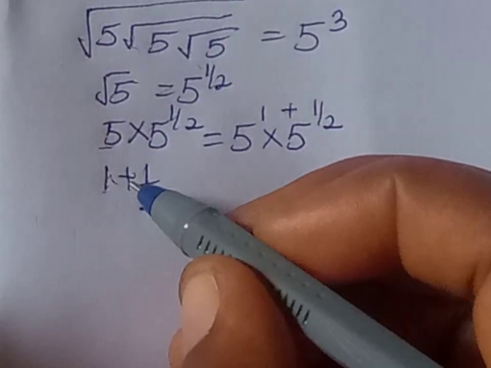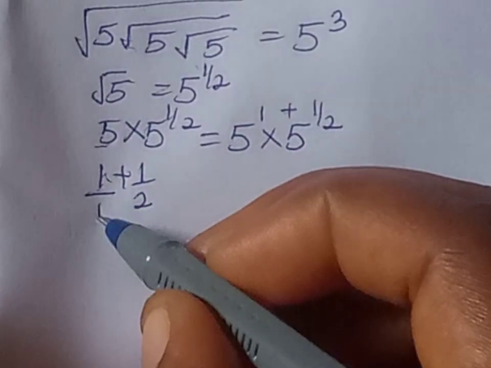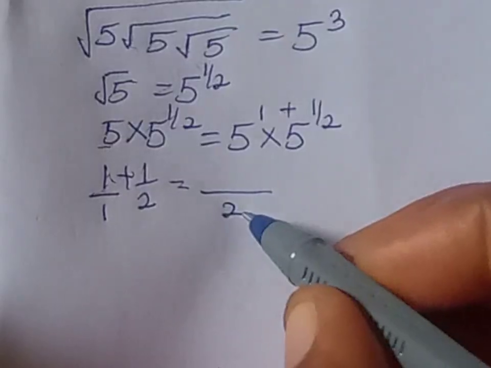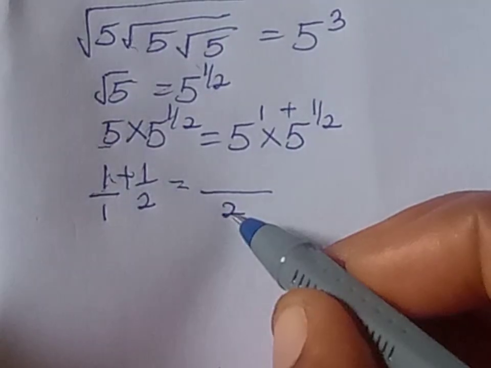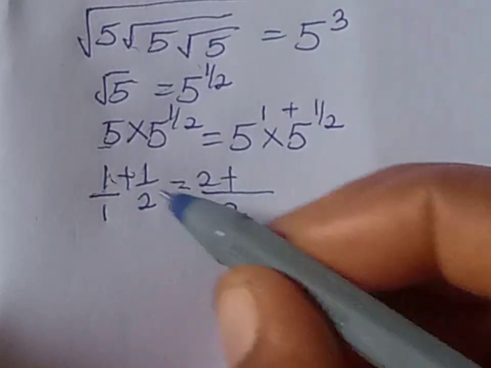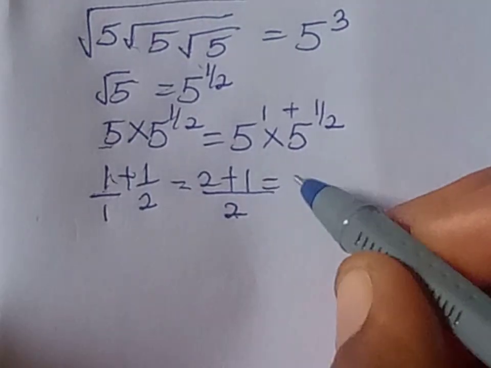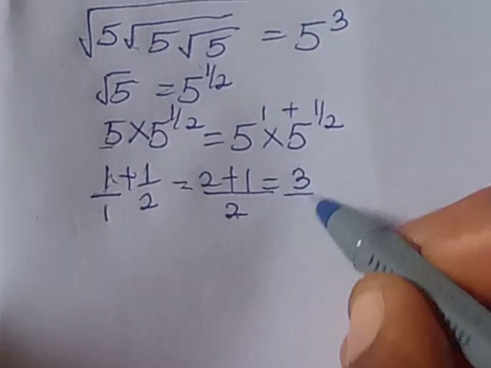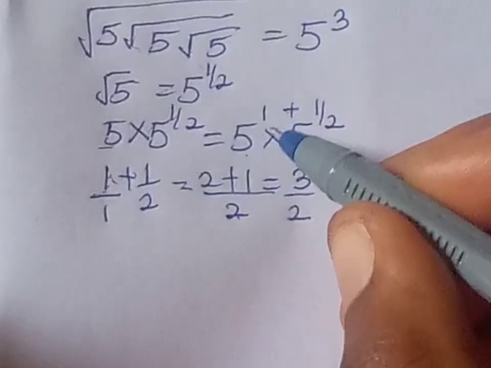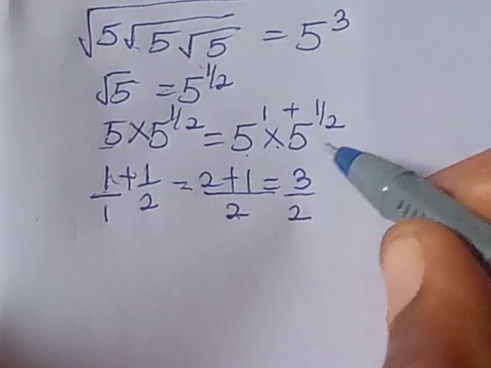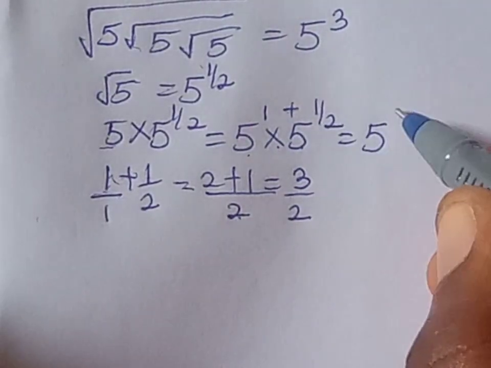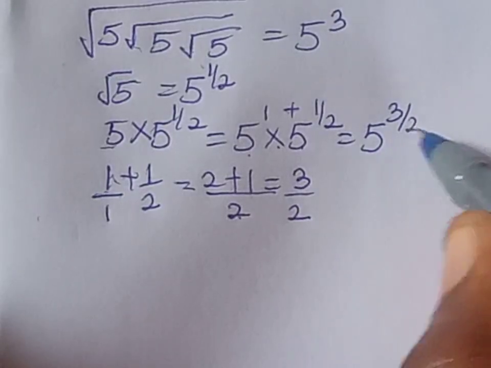Ordinary 1 standing on its own has an invisible 1 below it. So let's find the denominator, which is 2. 1 into 2, 2 times 1, 2, plus 2 into 1, 1 times 1, 1. So we have our exponent as 3 over 2. That means 5 raised to power 1 multiplied by 5 raised to power 1 over 2 will give us 5 raised to the power 3 over 2.